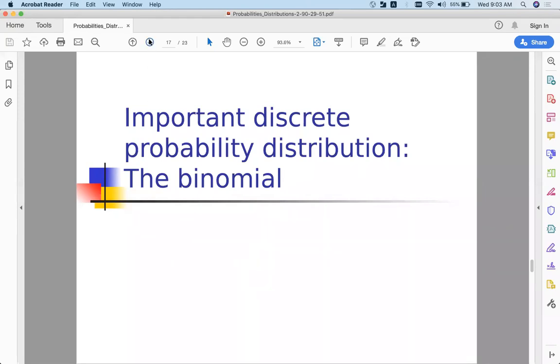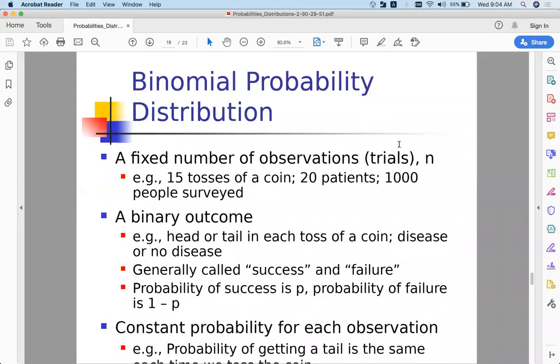Okay. Now, the first one that I'm going to cover is called the binomial probability distribution. This is a distribution, not a single probability anymore. What I mean by that is, a binomial probability distribution has a fixed number of observations, or trials. For example, when you flip a coin 15 times, or there are 20 patients, or 1,000 people surveyed.